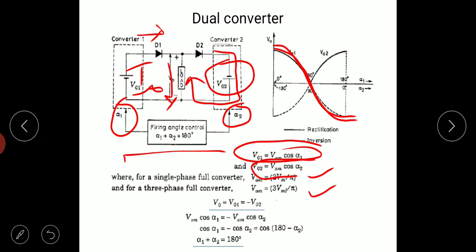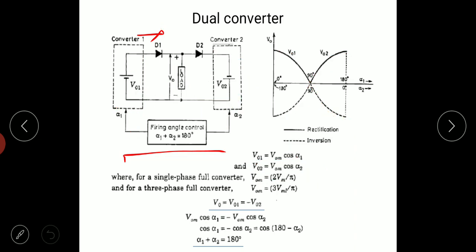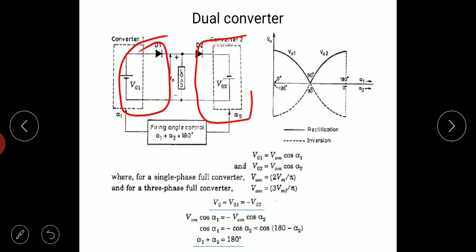The shape of V naught 2 voltage is similar, but since it is connected in opposite direction, it will be negative of V naught 1. V naught 2 is negative of V naught 1. Now, if both these converters are to be operated simultaneously, then the average voltage appearing due to converter 1 and that appearing due to converter 2 should be same in magnitude as well as polarity.